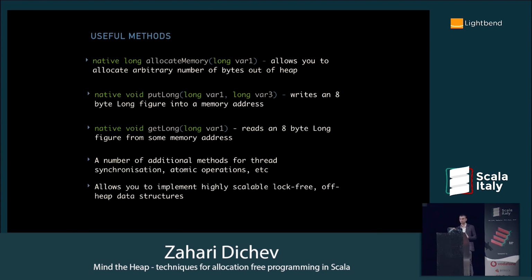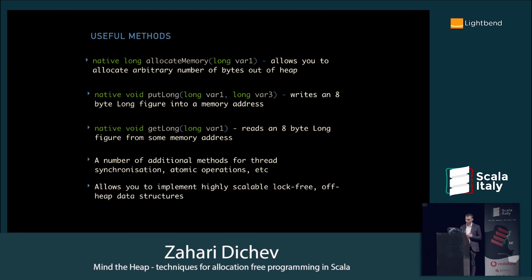There are some useful methods here. You can allocate a chunk of memory that's direct and lives off heap. And you can write longs to it, you can read longs, and all sorts of values of different width into that block of memory that you've allocated. There are also a number of additional methods for thread synchronization and atomic operations on that memory. So it allows you to implement very scalable lock-free data structures that live entirely off heap and maintain caches of enormous size without incurring the cost of garbage collection.